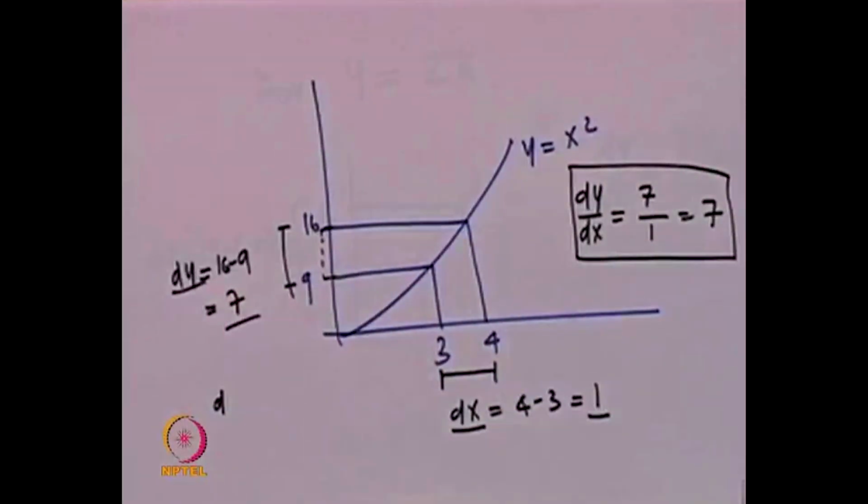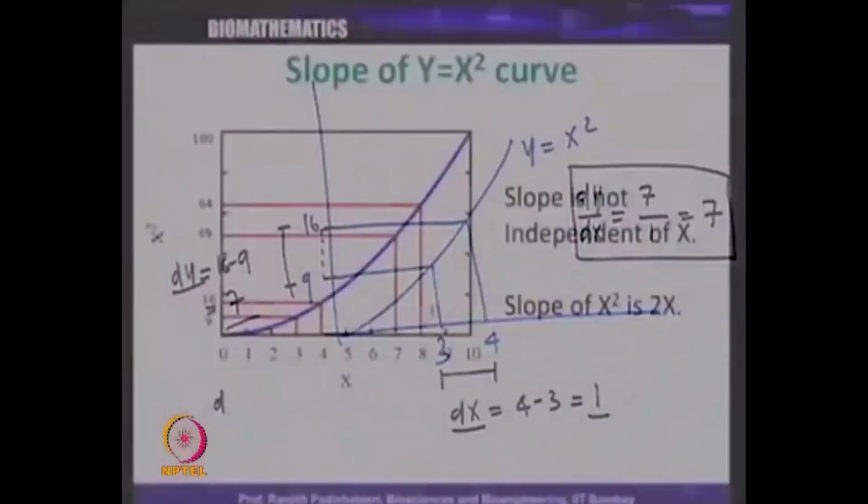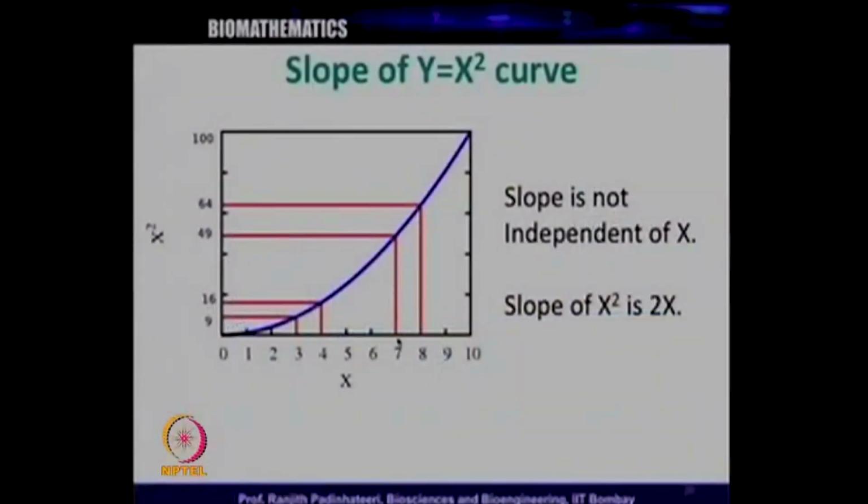Now let us go to another place. Let us start from 7 and 8. The square of 7 is 49, and the square of 8 is 64. Now in this case let us calculate dy by dx. Again dx is 1, you went from 7 to 8, so x is increased by 1, but the corresponding y value was increased by 15, from 49 to 64.